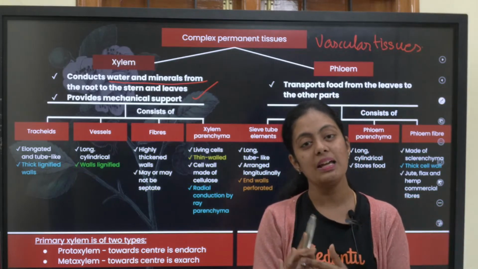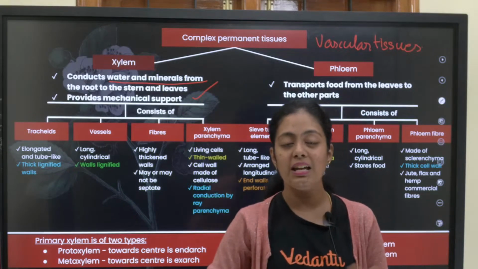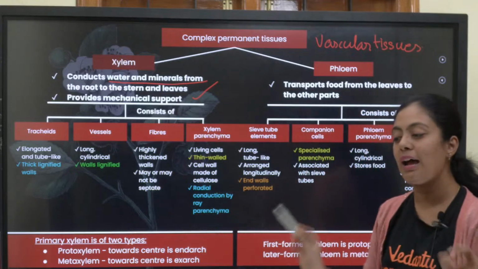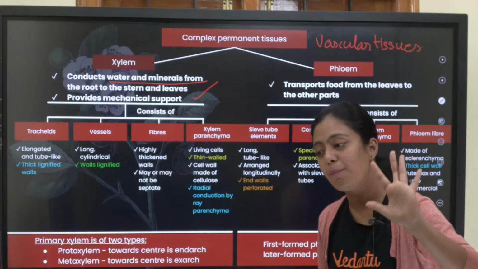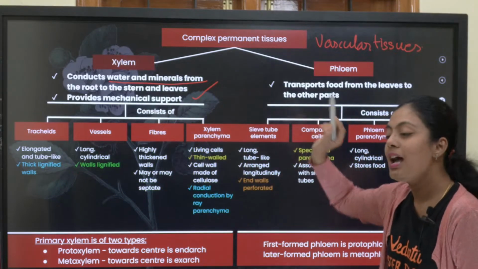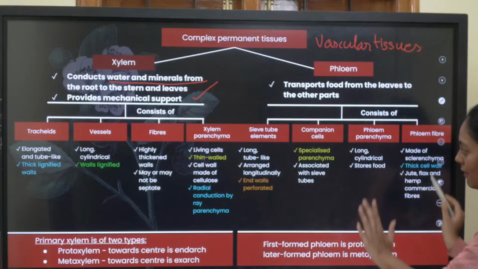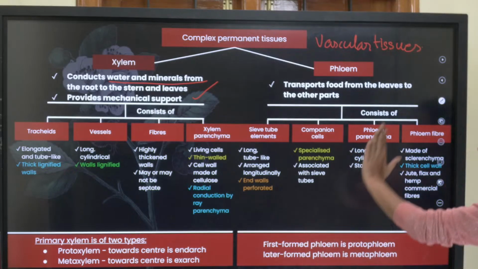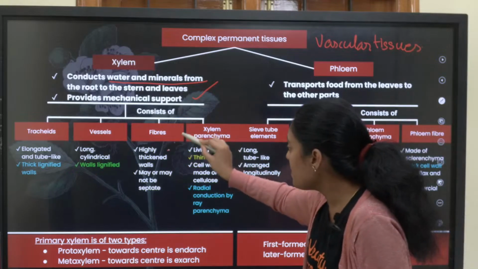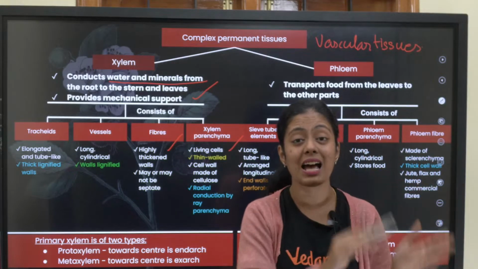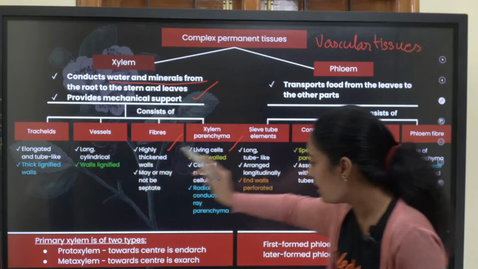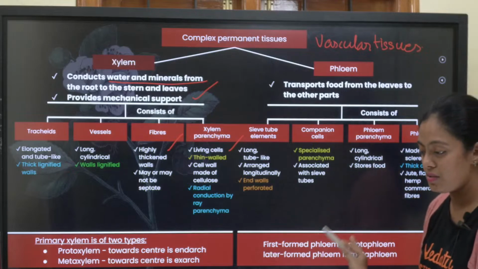Okay, many people always have the confusion about which cells are in xylem and which cells are in phloem. By the end of the session you should not have that confusion. So what is xylem made up of? Xylem is made up of tracheids, xylem vessels, xylem fibers and xylem parenchyma. Similarly, your phloem is made up of sieve tubes, companion cells, phloem parenchyma and phloem fibers. Fibers and parenchyma are common to both xylem and phloem. They differ in the presence of tracheids and vessels versus the presence of sieve tubes and companion cells.